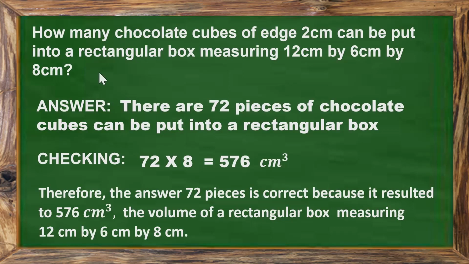The same problem. Ito na po yung final answer. Dapat may wordings. So, there are 72 pieces of chocolate cubes can be put into a rectangular box. Now, let's check. 72 times 8 equals 576 cubic centimeters. By the way, bakit times? Kasi division po ang ginamit natin sa solution. So, 576 cubic centimeter, ito po yung volume ng rectangular box. So, lumabas ito, kaya ang sagot natin ay tama.